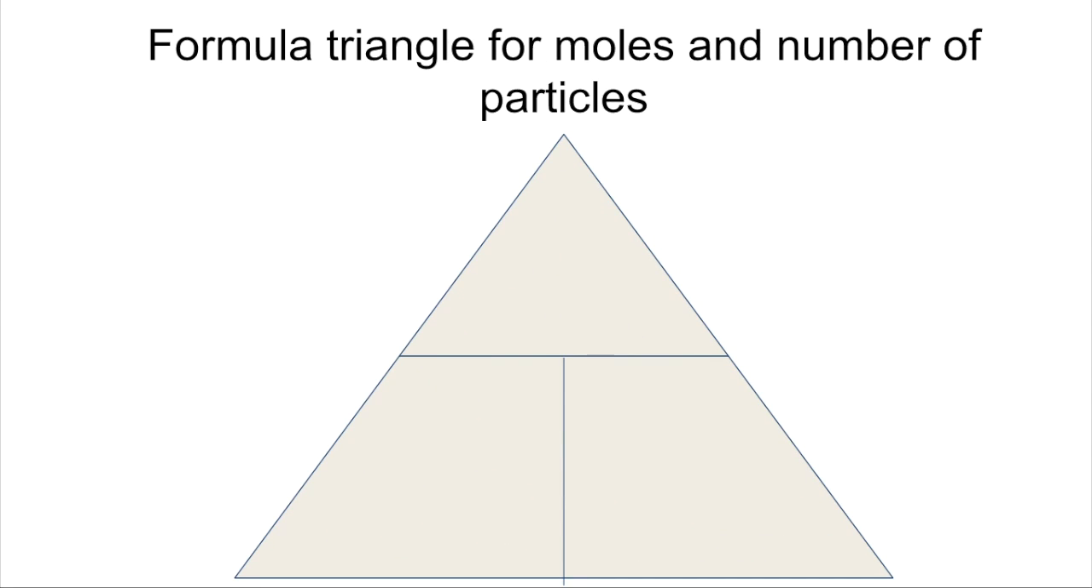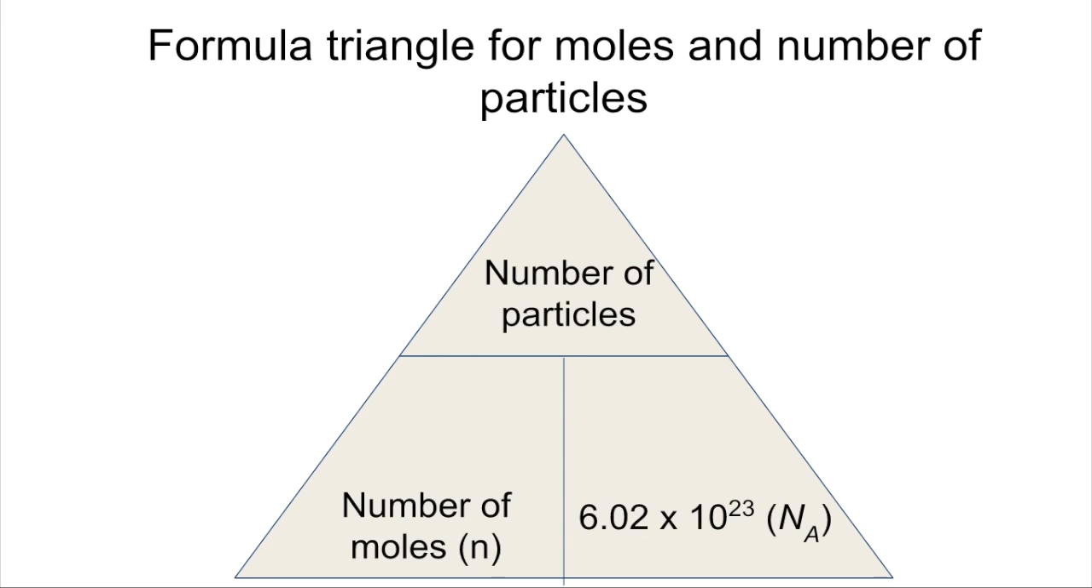And the formula triangle for moles and particles looks like that. So if you want to find out the number of particles present, like we've just done, you need to know how many moles you've got, and you multiply it by Avogadro's number. If you want to find the number of moles present, you look at the number of particles and divide by Avogadro's number.